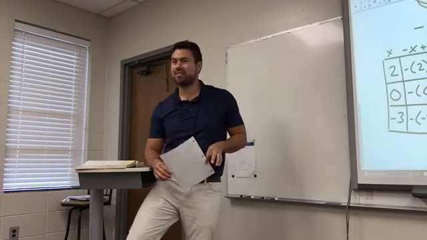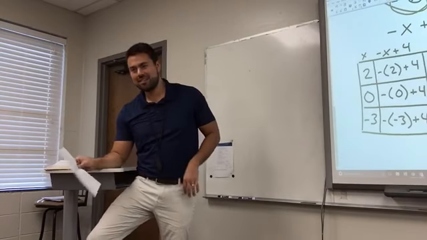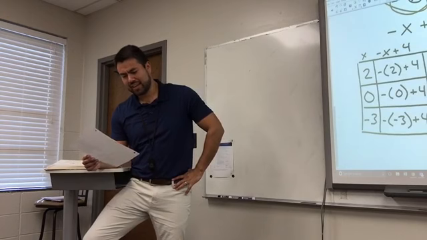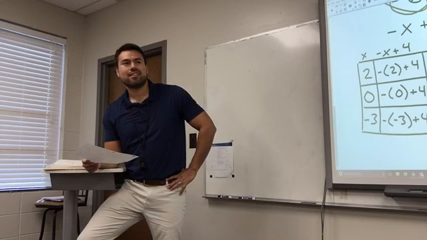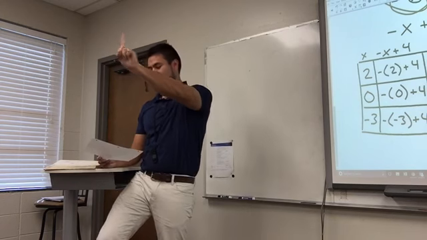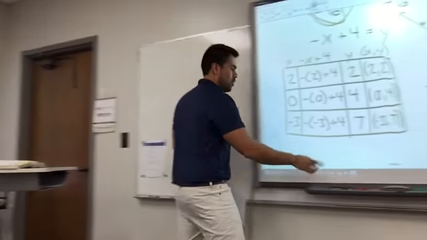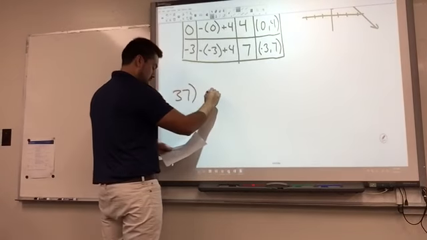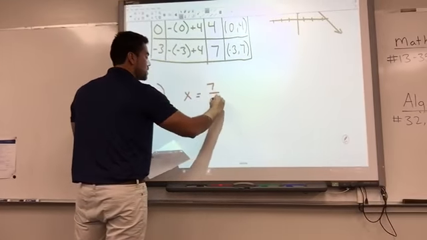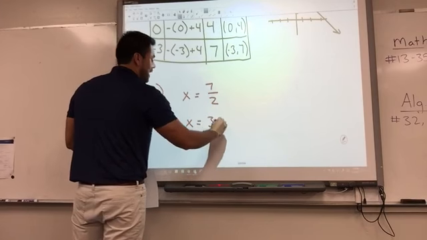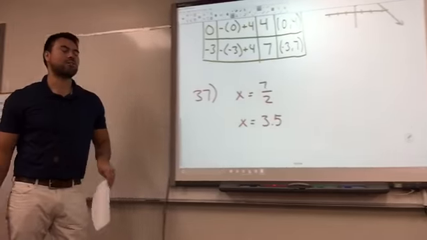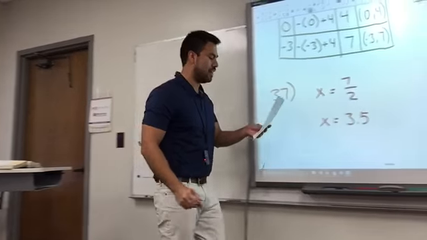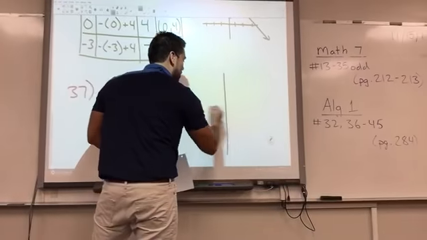Number 37. How's your table look? There's only an x. So what did x equal in number 37 for you? Yep, so it's 37. Some of you have x equals 7 halves, and some of you have x equals 3.5. That can't be. They're not the same. Oh, okay, fine. So you're done. They're both the same. 3.5 or 3.5. And you don't need a table.